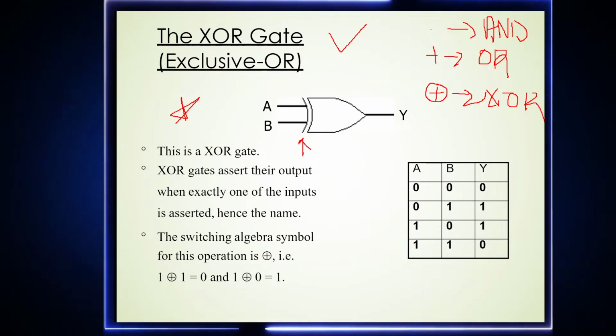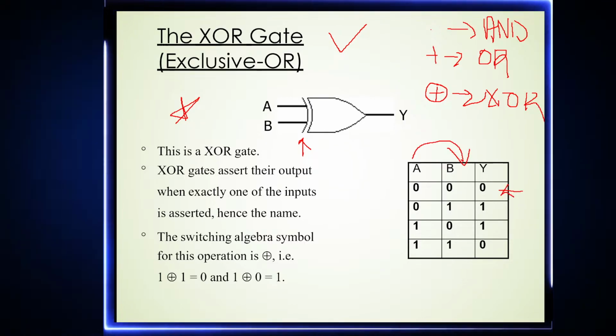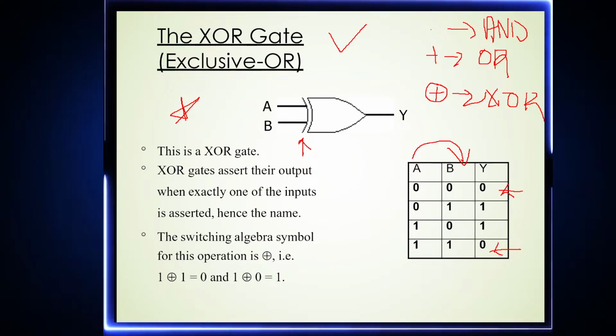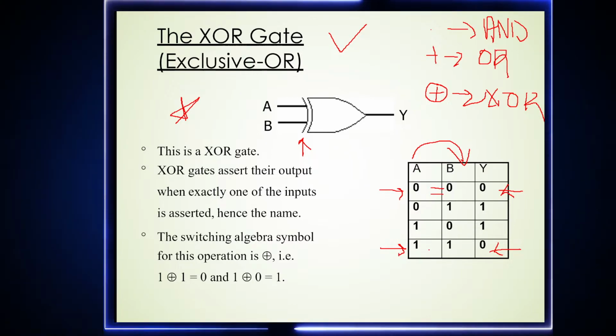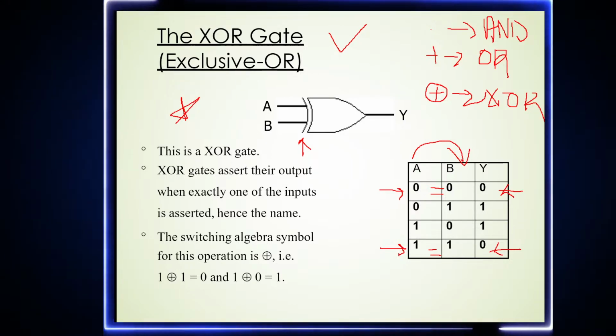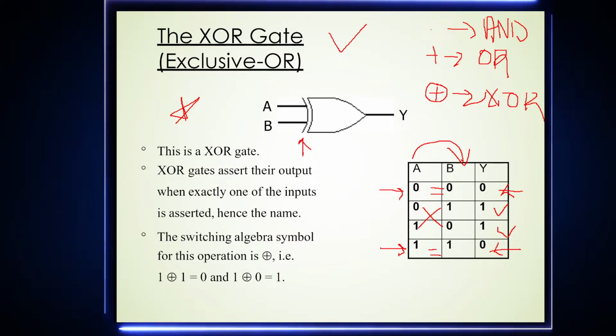So now what is the XOR operation? When both the inputs are the same, the output will be 0. Look at the first condition and the last condition: A and B are both equal, 0 0 and 1 1, so the output is 0. And when it is not true, the output will be 1. So this is the XOR operation. Very simple. Now what would XNOR be?